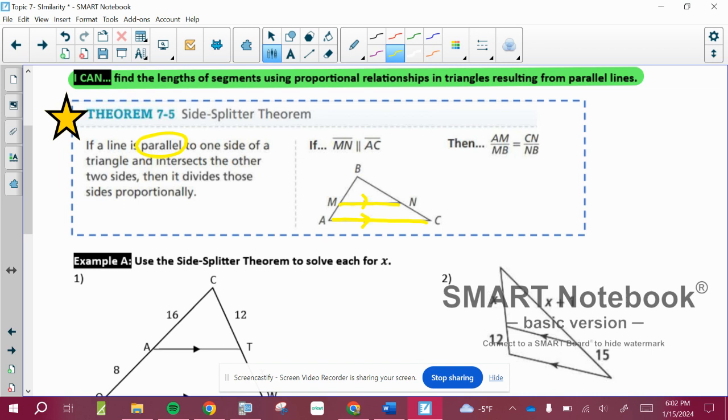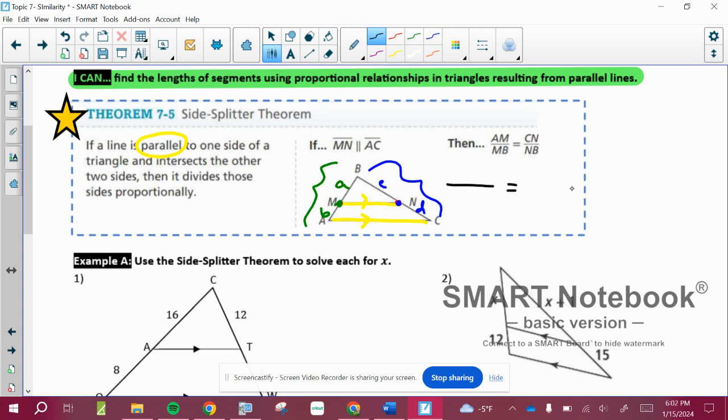Okay, so if a line is parallel to one side of a triangle, then it intersects the other two sides and divides those sides proportionally. So point M cuts this side into two little baby parts. Let's call these A and B. Point N will cut side BC and split that side into two little parts. Let's call these C and D. And this theorem says that those sides are proportional.